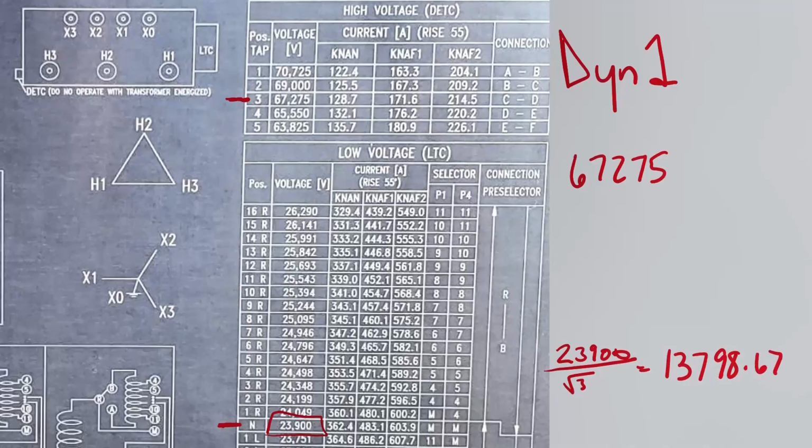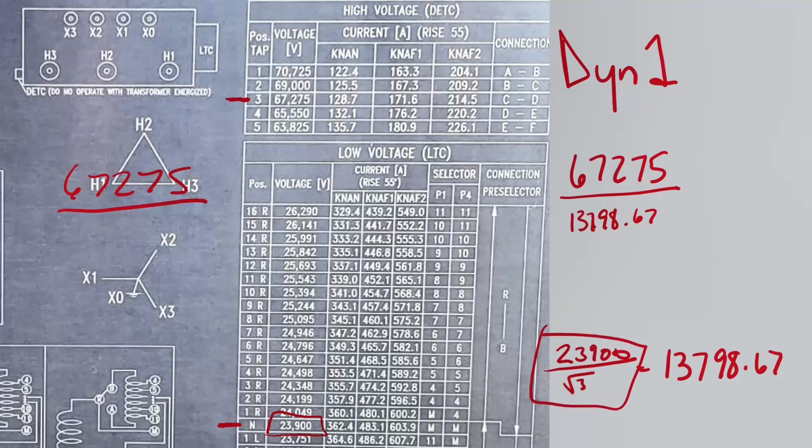Okay, now what you could do is go ahead and say, well, I want to divide this by 13,798 volts, right? 0.67. Well, you could do that. Another way that you could write this, because I like easier math, is I'm going to write it over here on the left: 67,275 divided by, and we're just going to take this and substitute it in.